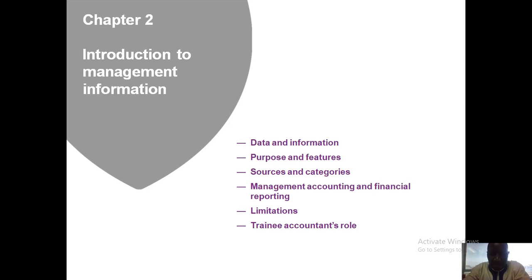Some of the things that we are going to cover in this session is to look at the difference between data and information, the purpose and features of data and information, sources and categories of data, management accounting and financial reporting differences, and of course the role of the trainee accountant.